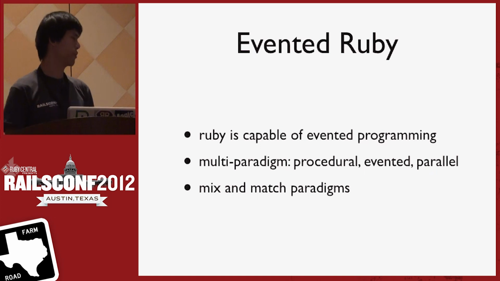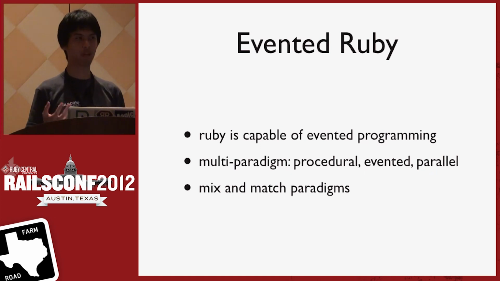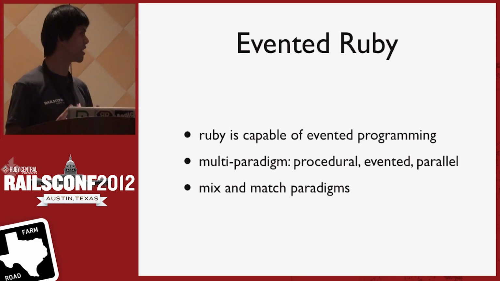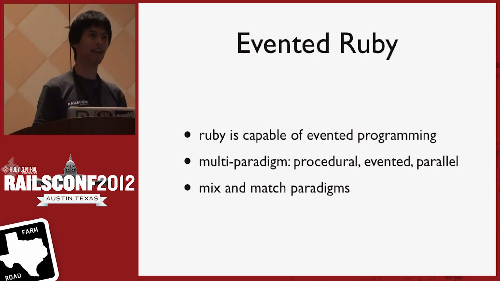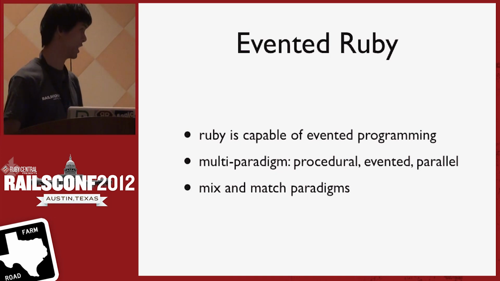So we saw that Node gives us better concurrency in the back end, but can we get some of these same benefits with evented Ruby? And if we do it with evented Ruby, what are the trade-offs for that, right? Because maybe it also doesn't come for free.